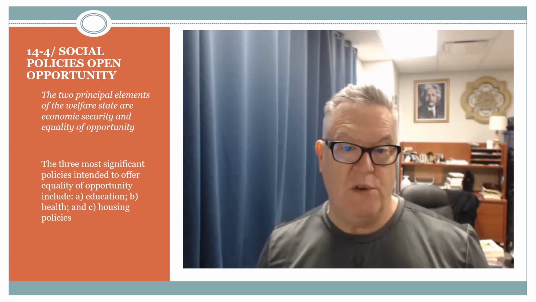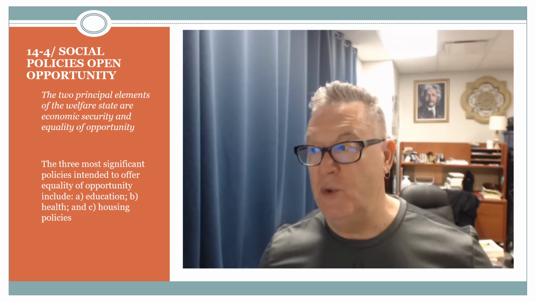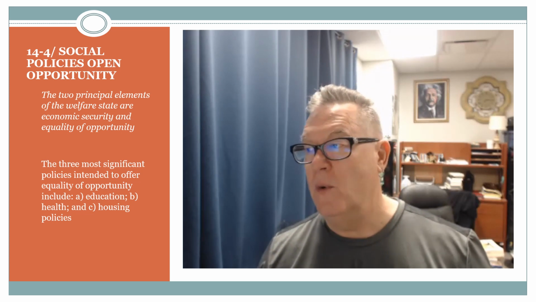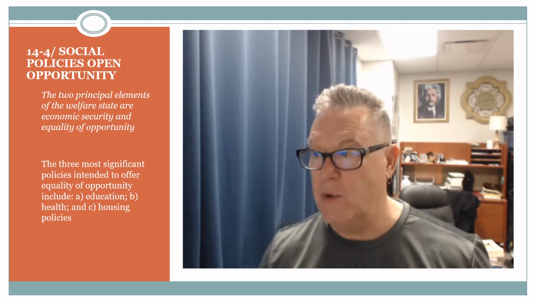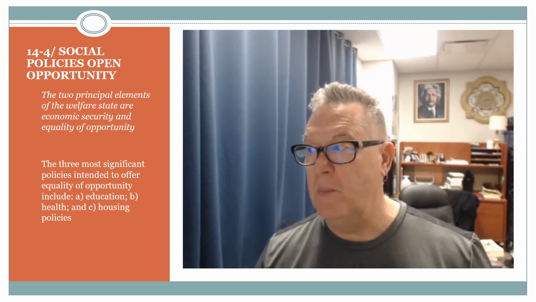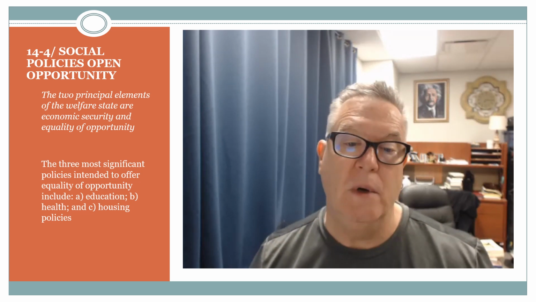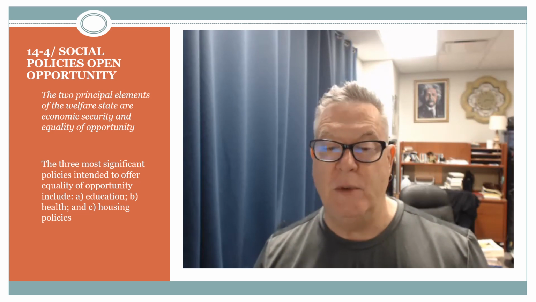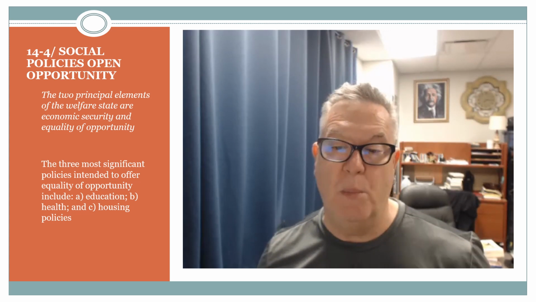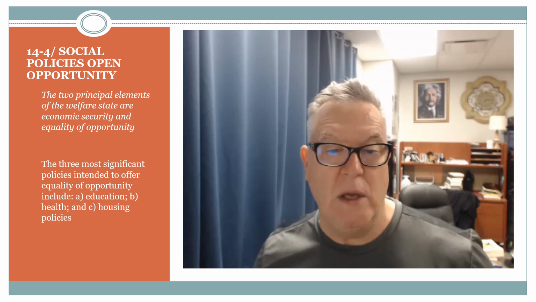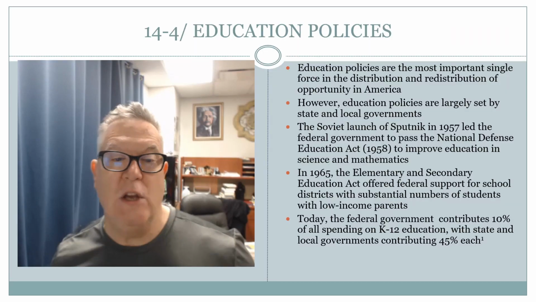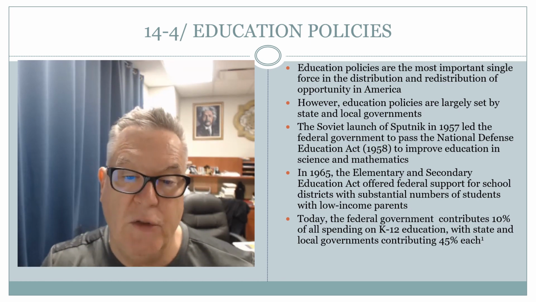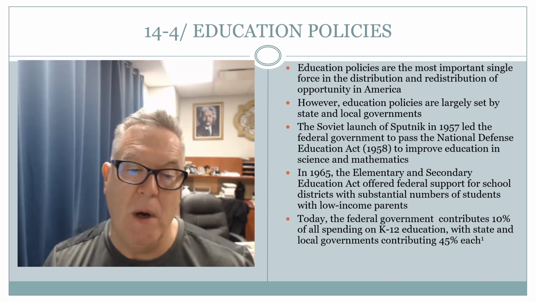Social policies, again, are designed to open up opportunities. The two principal elements of the welfare state are economic security and programs designed to secure equality of opportunities. The three most significant policies intended to offer equality of opportunities include education, health, and housing benefits. We'll deal with education, and then we'll probably close this presentation. So education policies, again, are the most important single force in the distribution and redistribution of opportunity in America.